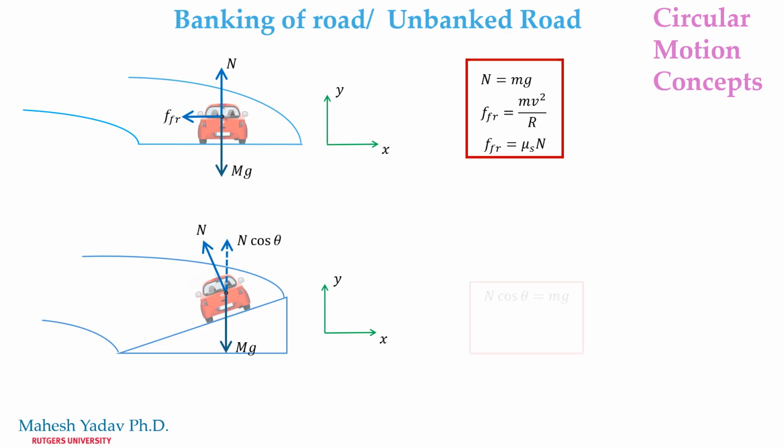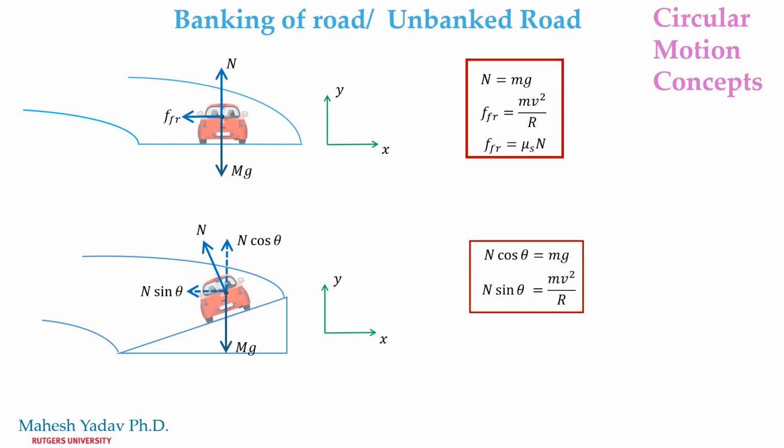Here the part of N, which is N cos theta, is equal to m times g, and N sin theta provides the centripetal force. Here the question you may have is why, when we solve inclined plane problems, we have N equals mg cos theta, but here we have N cos theta equals mg. The answer is quite simple. We choose the coordinate system where the y has pure translation, that is, N cos theta is always vertical, and m times g is always vertically downward.